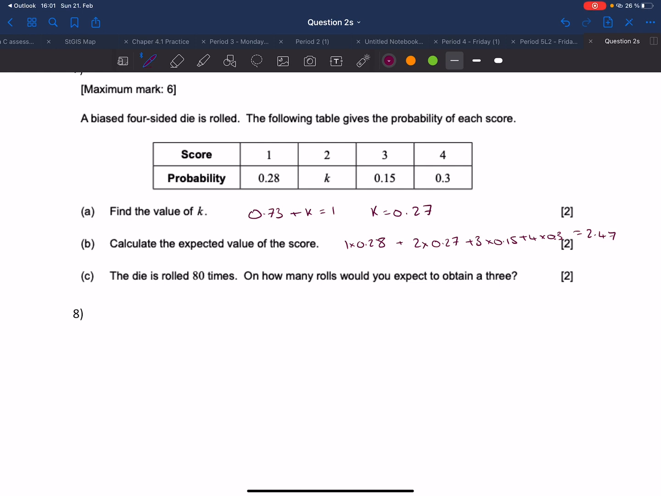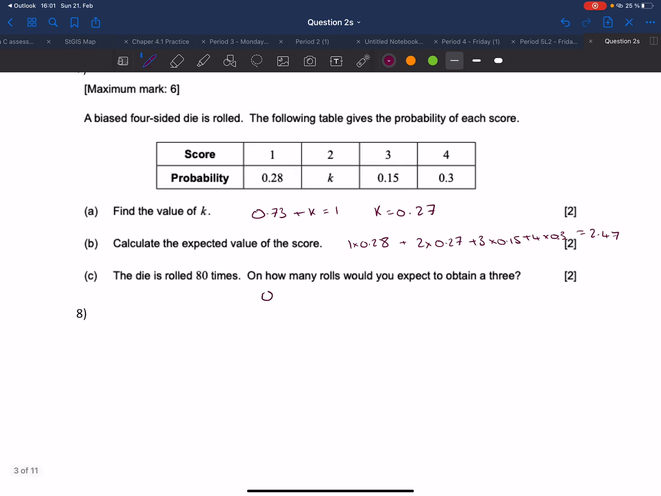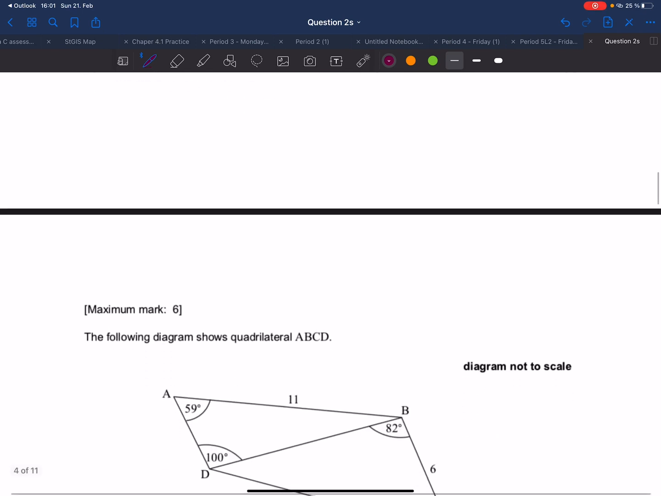It then says the dice is rolled 80 times. On how many times would you expect to obtain a 3? So in this case, we know 0.15 of the time we would expect to get a 3. So I can do 0.15 times 80, and that will give me my solution of 12.